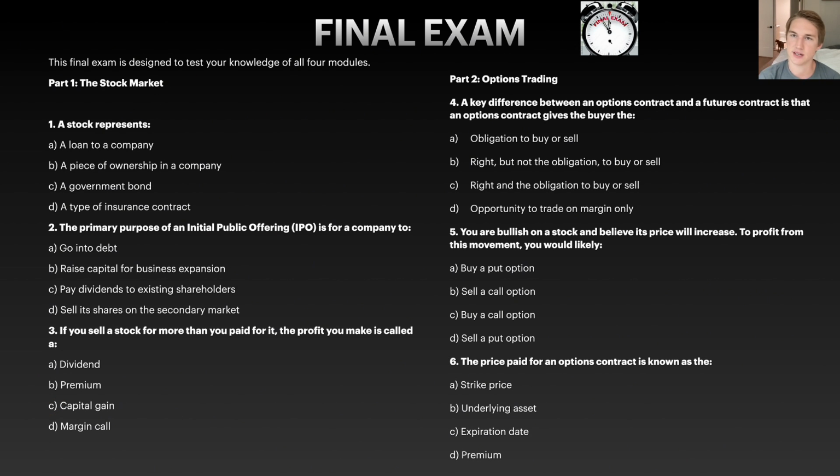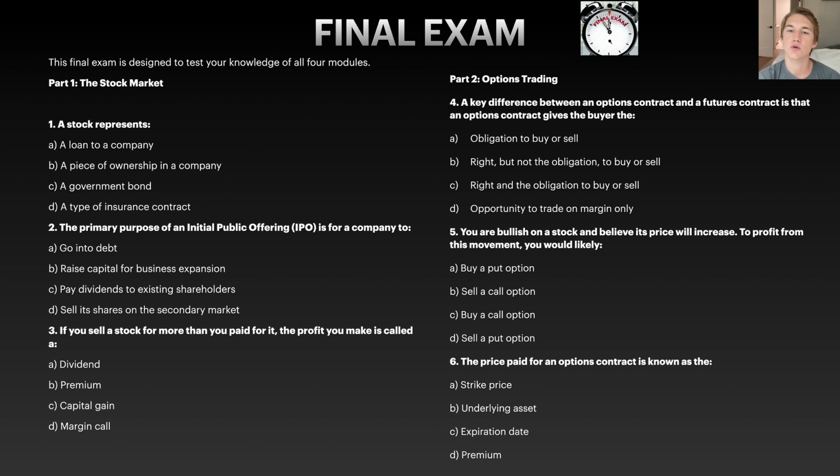Part 2, options trading. A key difference between an options contract and a futures contract is that an option contract gives the buyer the right, but not the obligation, to buy or sell, whereas futures contracts, you are obligated to buy or sell.